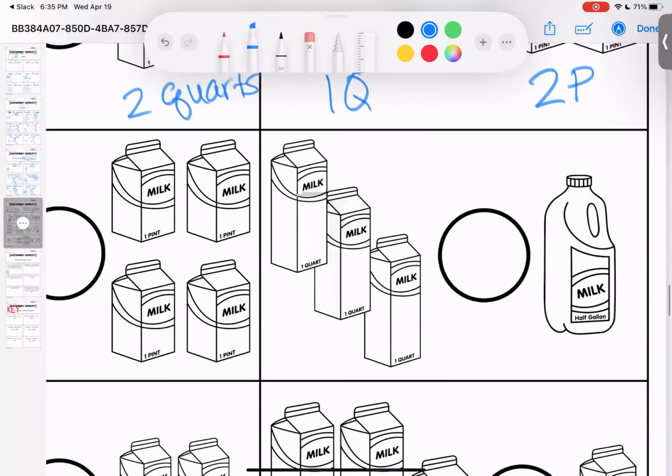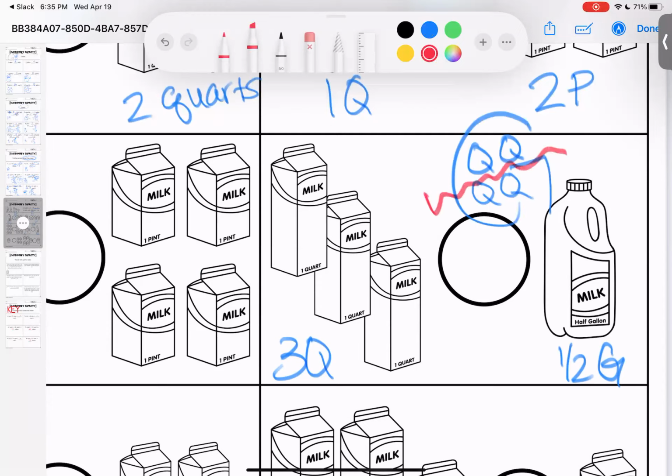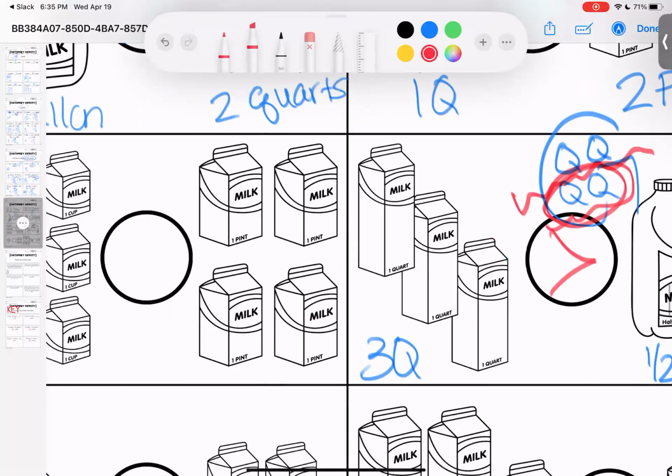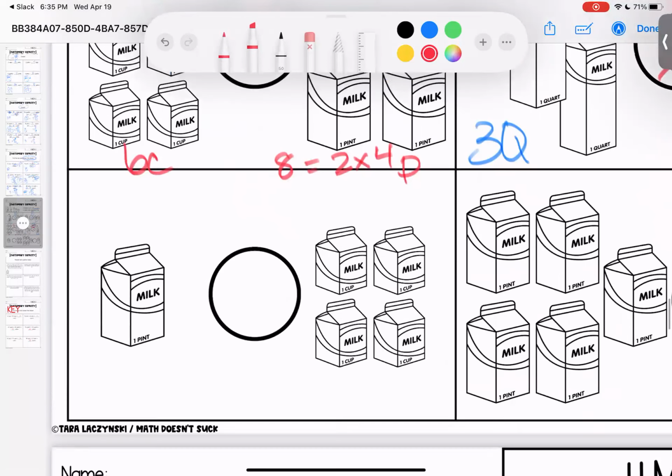Use your quick images. 3 quarts or a half gallon. Icky, sticky, tricky. I have 4 queens in the gallon. And if I cut that in half, I'm left with 2. That means that 3 quarts is greater than 2 quarts. Over here, I have 6 cups and I have 4 pints. If I think of princes and princesses, each has 2 cups. So if I do 4 times 2 to make it cups, it's 8. 8 cups is greater than 6 cups.